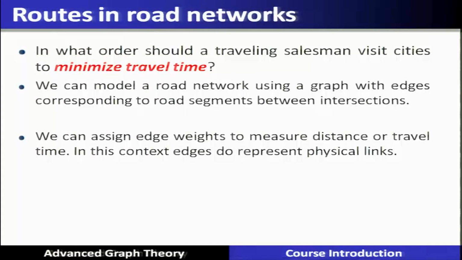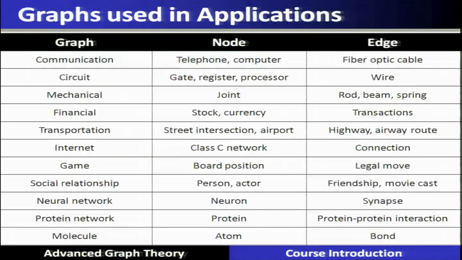Similarly, another application is finding routes in a road network. There is also a related problem called the traveling salesman problem, which visits all the cities, and you want to find the tour that will minimize the total travel cost.